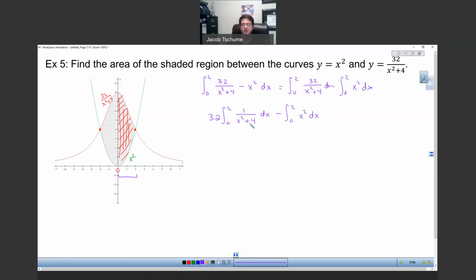Now, this looks very similar to an inverse tangent problem, but we're going to have to make it an inverse tangent problem, unfortunately. So if you remember from a previous section, we know that the integral of 1 over x squared plus 1 dx is going to be the inverse tangent of x. So we've got to figure out how we could rewrite this in order to make it a little bit nicer.